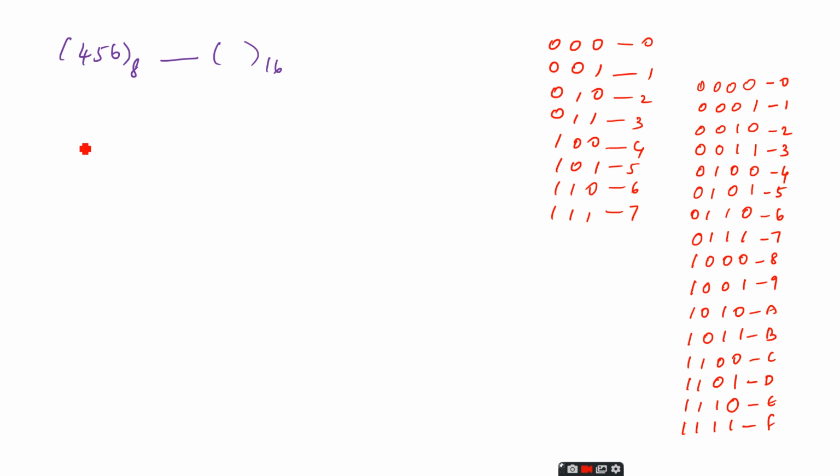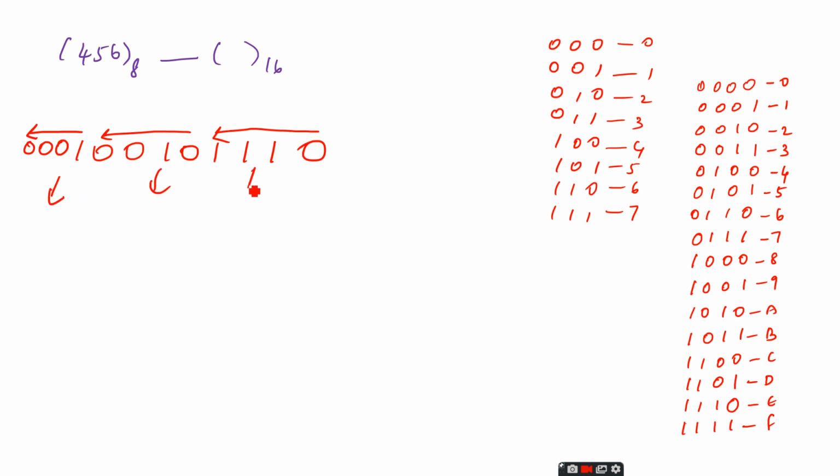4, 5, 6. So the binary value of 4 is 100. 5 is 101. 6 is 110. After that we have to group it in 4 bits. 1110. Then 0010. Now it is only 1 bit, we have to add 3 more bits to make it 4 bits. After that we have to write the equivalent number. 0001 is 1. 0010 is 2. Then 1110 is E. So the answer is 12E base 16.